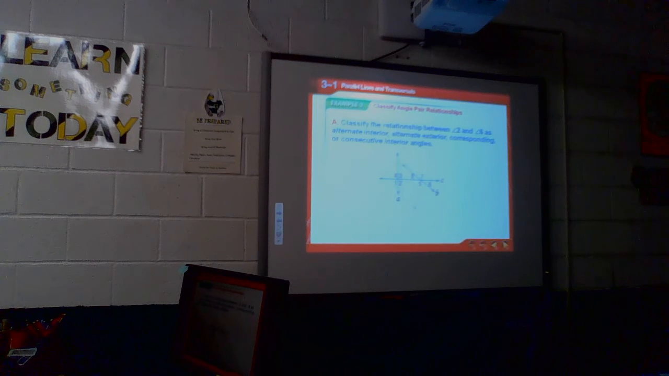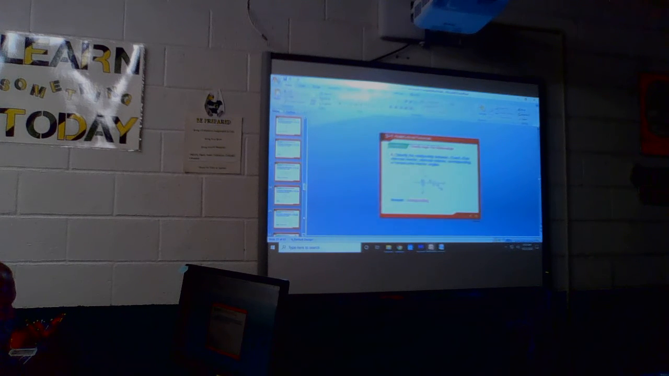And what is my transversal for everything that we talked about except for the 2 that Con answered? My transversal is C. When we talk about vertical angles or linear pairs, we do not have a transversal. That makes sense? Okay. I think that's pretty much it.